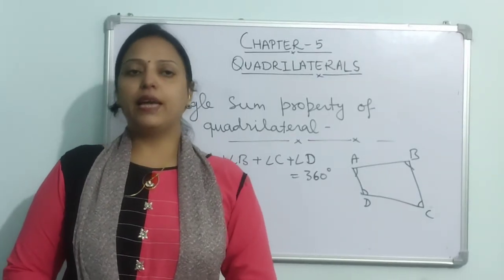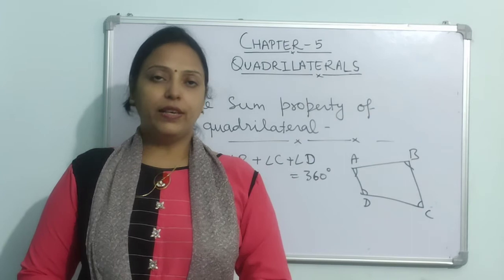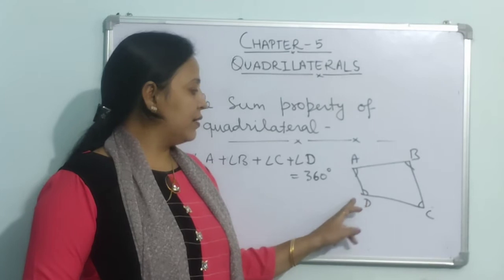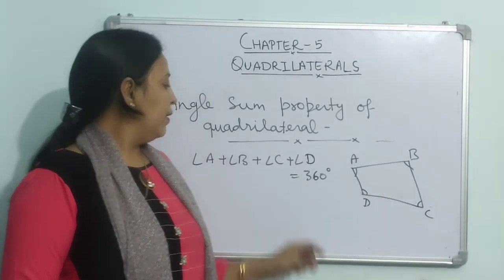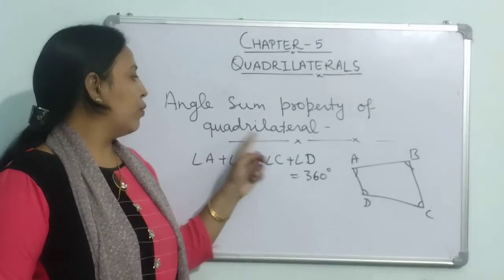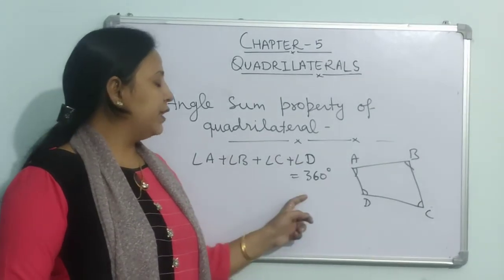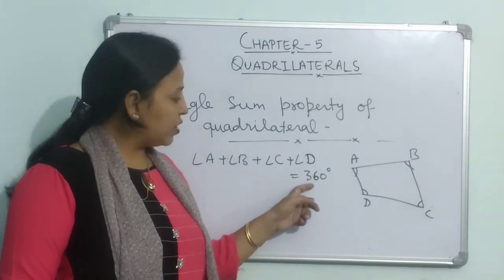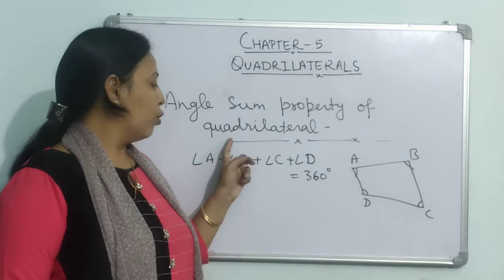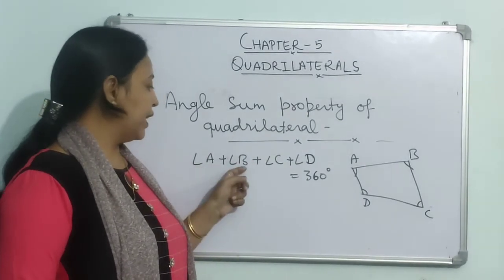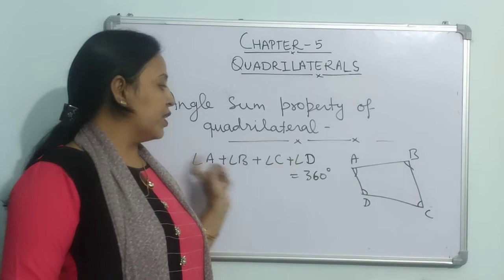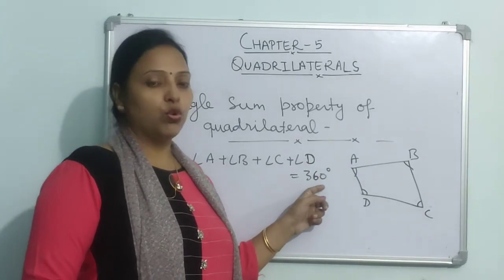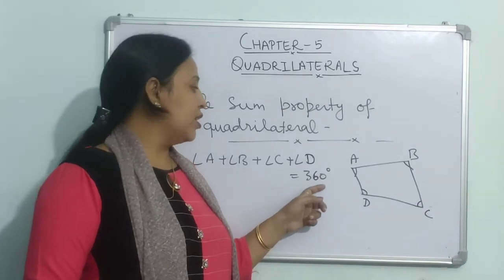Now next is the angle sum property of a quadrilateral. So what is the angle sum property? Here is a quadrilateral and these are its four interior angles. According to the angle sum property of a quadrilateral, the sum of all the interior angles of a quadrilateral is always equal to 360 degrees. It means angle A plus angle B plus angle C plus angle D, the sum of all four angles, is equal to 360 degrees. We will now do sums based on this property.